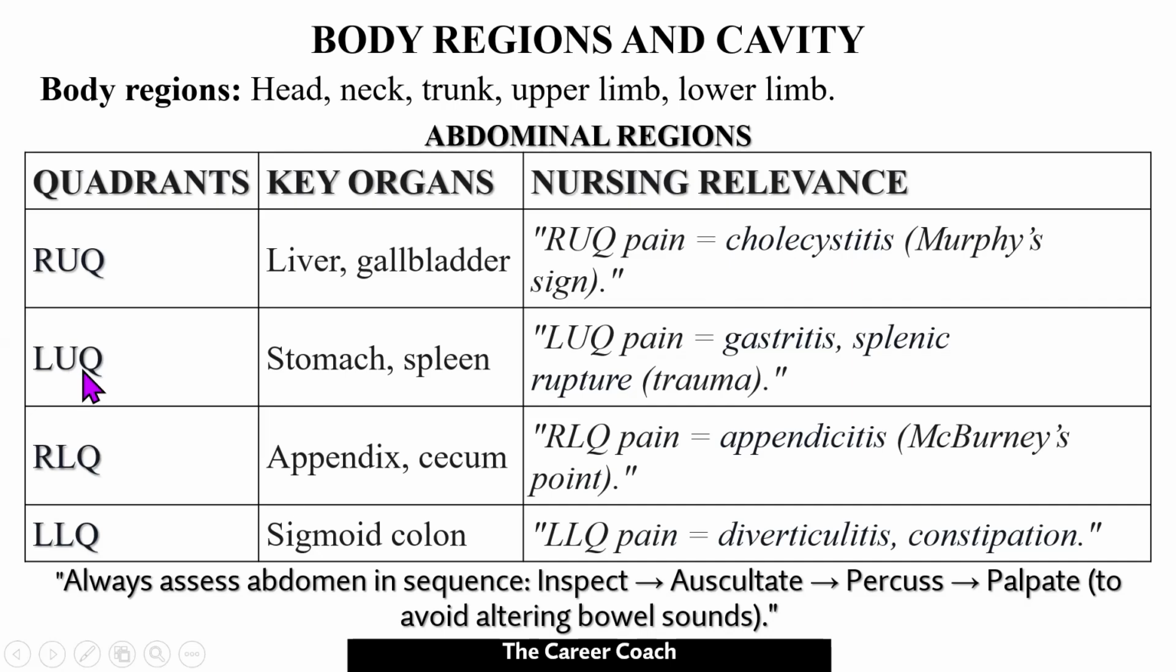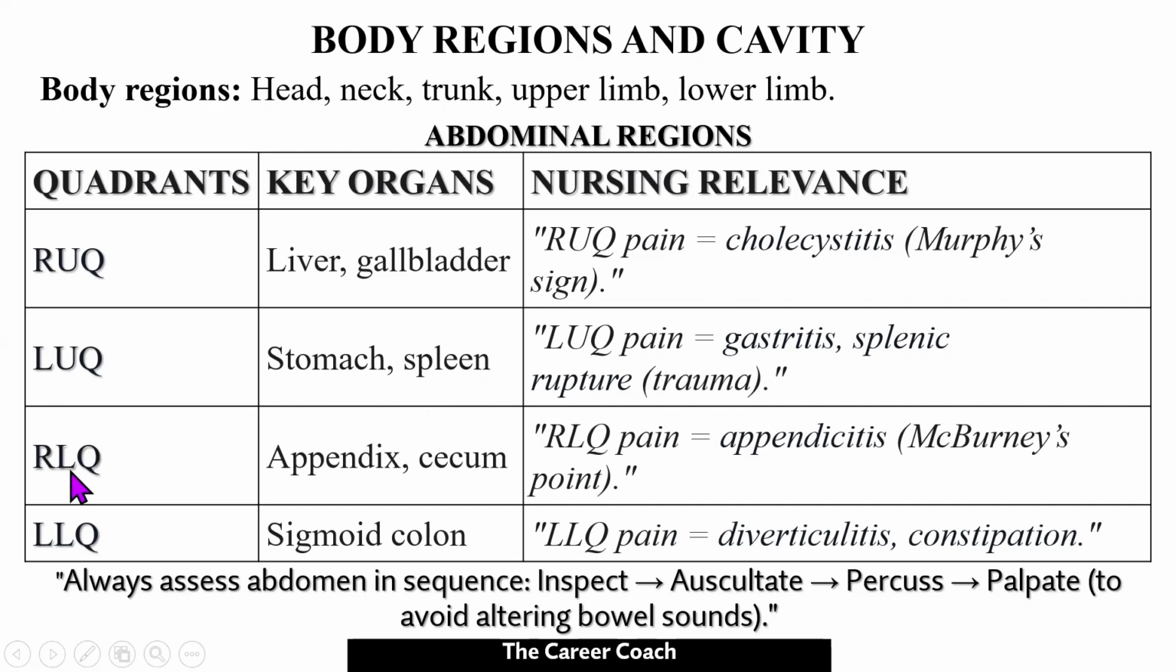LUQ has to do with the left upper quadrant. The organs found there are the stomach and the spleen. If there is pain, it could indicate gastritis and splenic rupture. This could be caused by trauma.